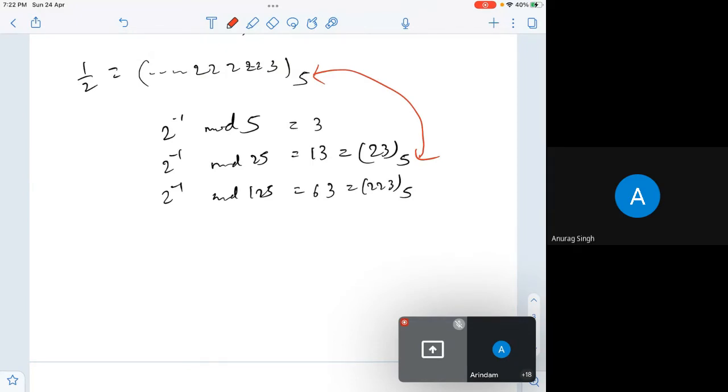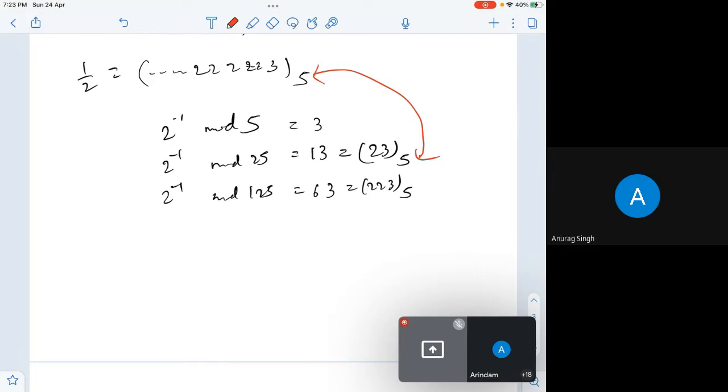Can we try an inductive approach for this, like for 5 to the n? Sure. So for n equal to 1, it is already proven. Now we assume that n equal to k is true. Then we need to show that n equal to k plus 1 is also true. Okay.